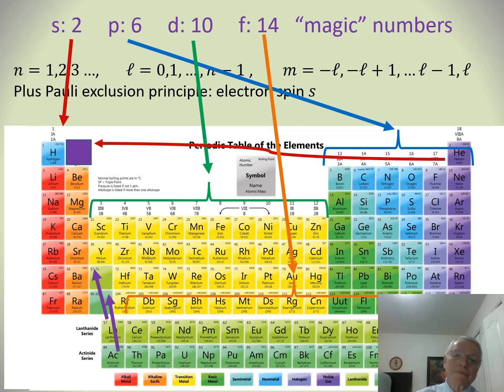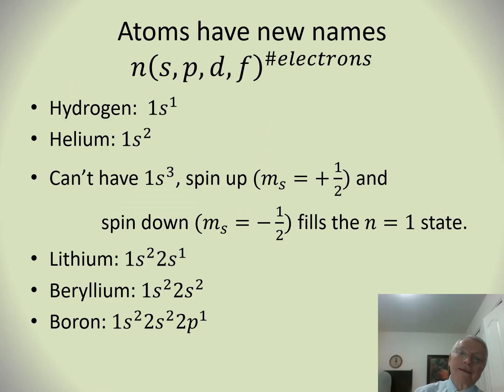It's pretty ugly. And then the last row, the one that's got uranium and plutonium in it, fits into the 7th row the same way the lanthanide row fits into the 6th row. And that, ladies and gentlemen, is the periodic table.